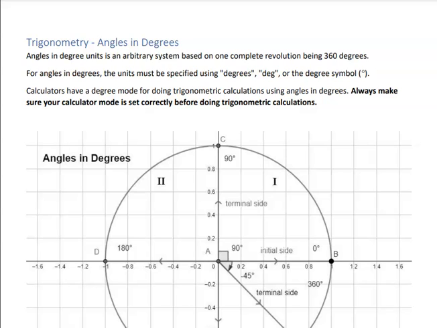Angles can be viewed from two perspectives. A traditional view, degrees, and a natural view, radians. First, looking at angles in degrees.